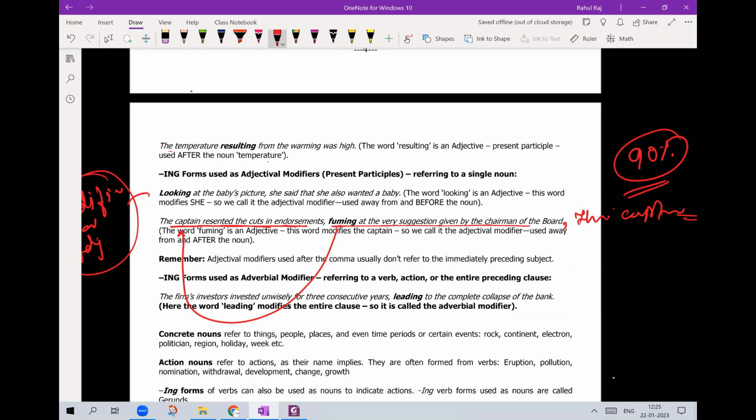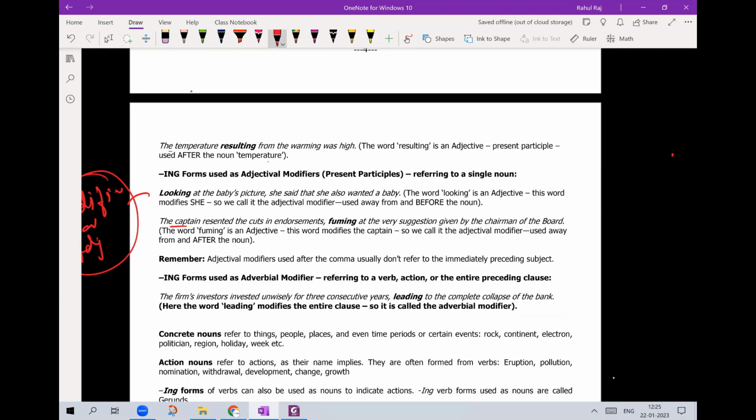But what they are trying to say is that even this style of writing is not wrong. This is also okay. Is that very clear? Any doubt? Please tell me. I have told you that first you should write the modifier, fuming at every suggestion given by chairman of the board, comma. Now, what is this trying to modify? This is trying to modify the captain. Now, write the statement, the captain resented cuts and endorsement. That's absolutely fine. That is the normal way of writing a modifier. But what they're trying to say to you here is that this is also okay. This is not wrong. But when you write these types of sentences, there are a few things that you need to understand very well.